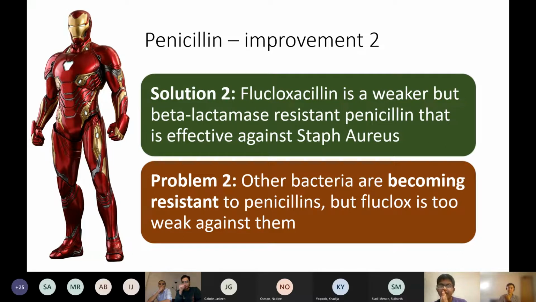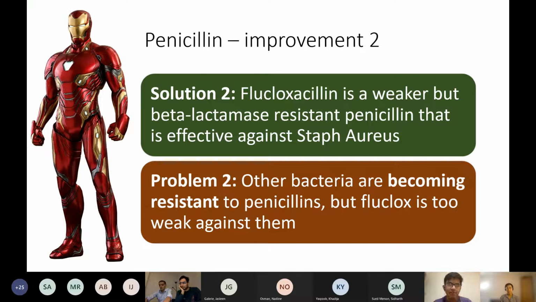First line for cellulitis. It is first line for cellulitis. Fluclox, yeah. So Fluclox is a weaker but beta-lactamase resistant penicillin that is effective against Staph aureus. And at this point, it's probably worth noting that when we talk about methicillin-resistant Staphylococcus aureus, MRSA, what that means in a clinical context, because methicillin is not an antibiotic we use in clinical practice, we only use it in labs, is that you have Staph aureus that is resistant to Fluclox, and you have to use something other than Fluclox to treat it.